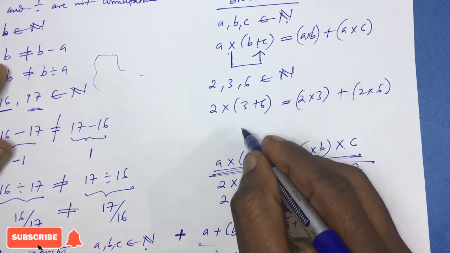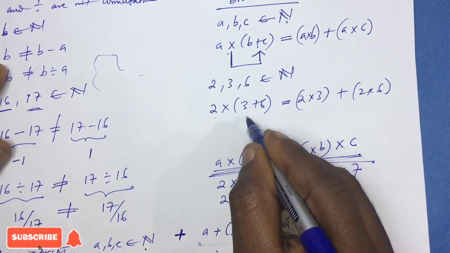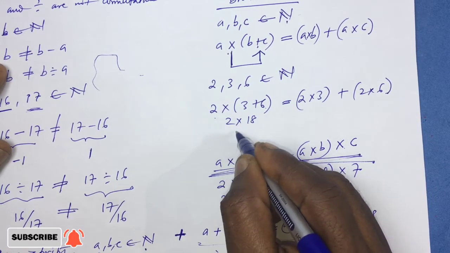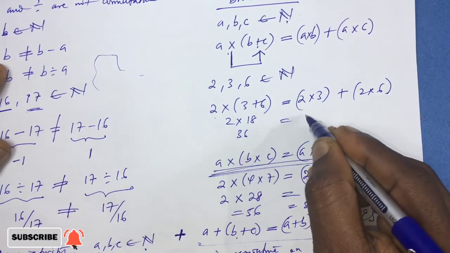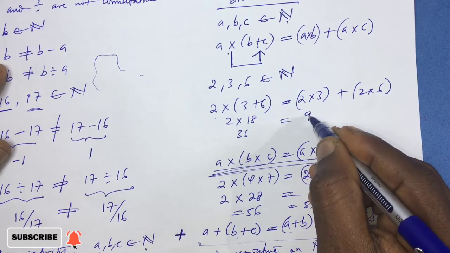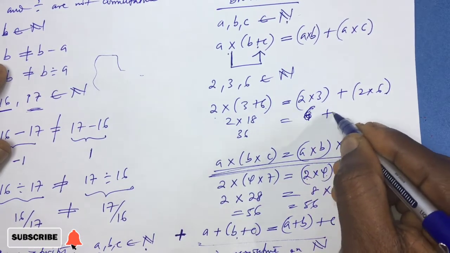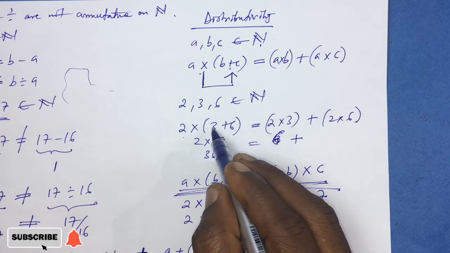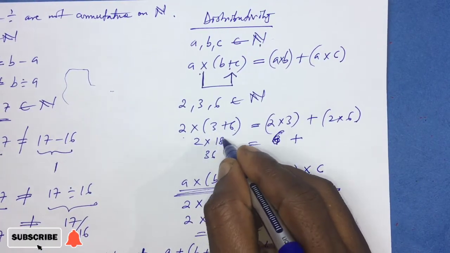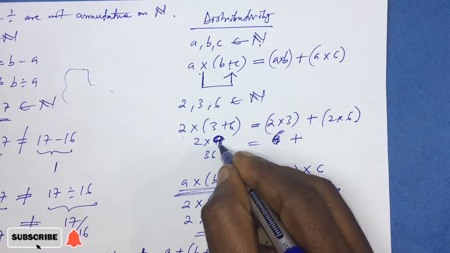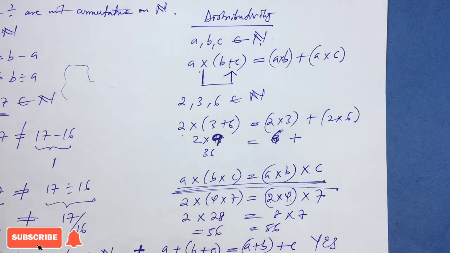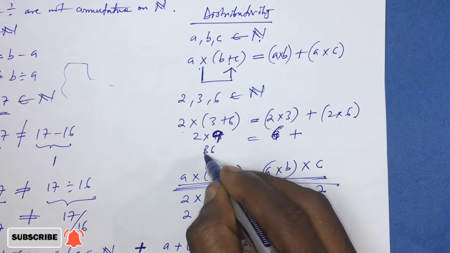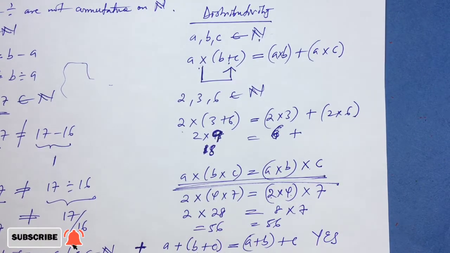This is true, and that is because 3 plus 6 is 18, and 2 times 18 will give you 36. If you come over here, 2 times 3 is 6 plus, what do you call it? Okay, this is 3 plus 6 giving you 9. I was actually doing 3 times 6, so sorry about that. So 3 plus 6 will give you 9, and 9 times 2 will give you 18. So that I have corrected.